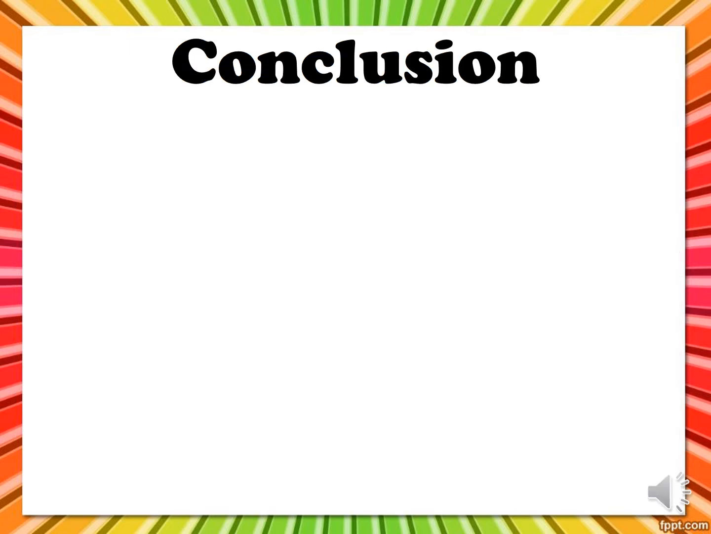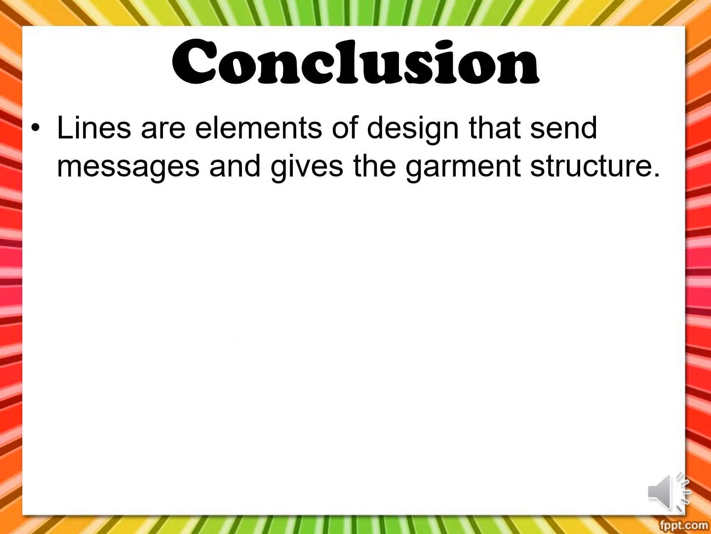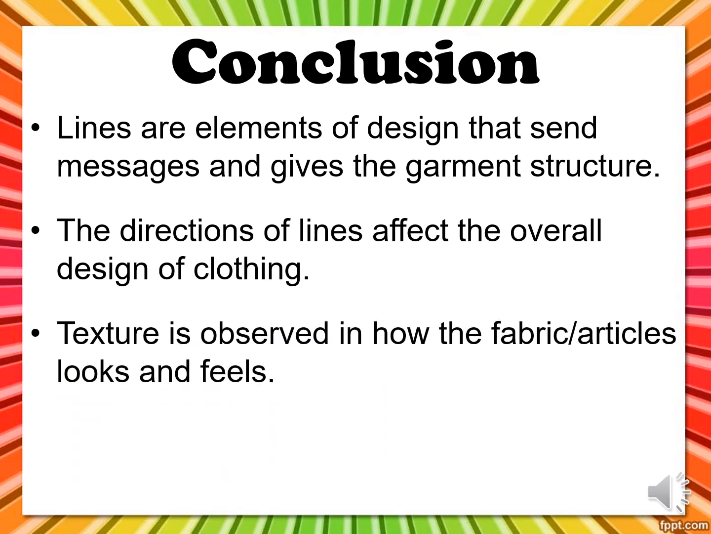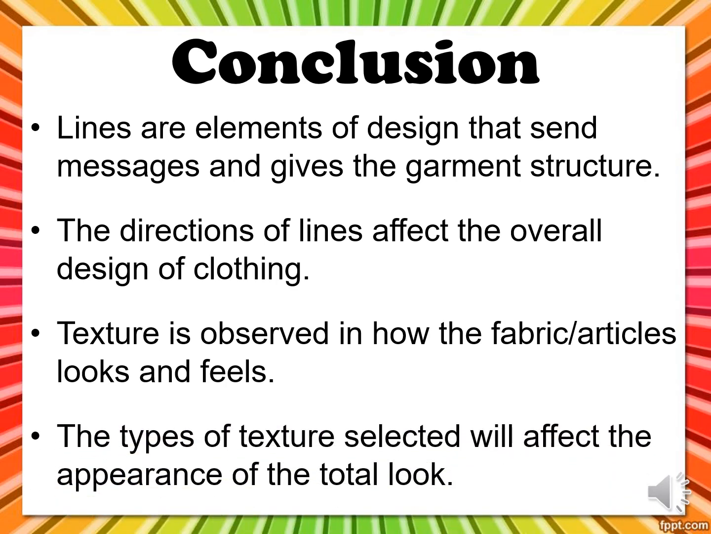In concluding, students, lines are elements of design that send messages and give the garment structure. The direction of lines affects the overall design of clothing. Texture is observed in how the fabric or article looks and feels. The type of texture selected will affect the appearance of the overall total look.